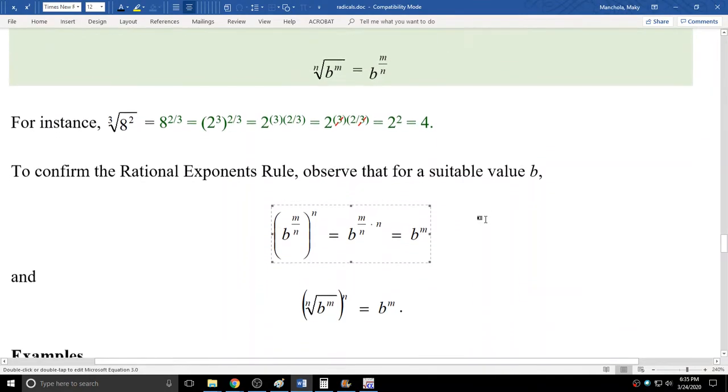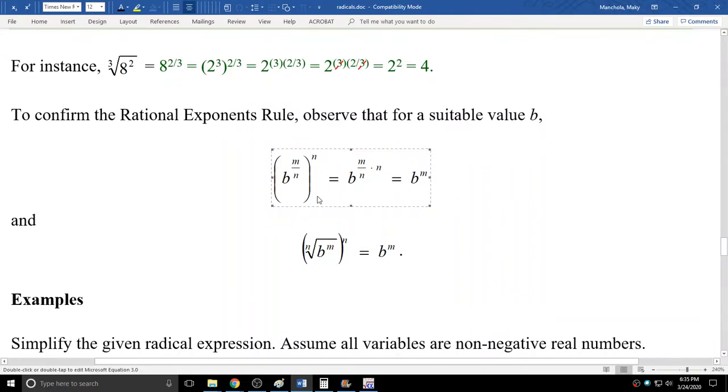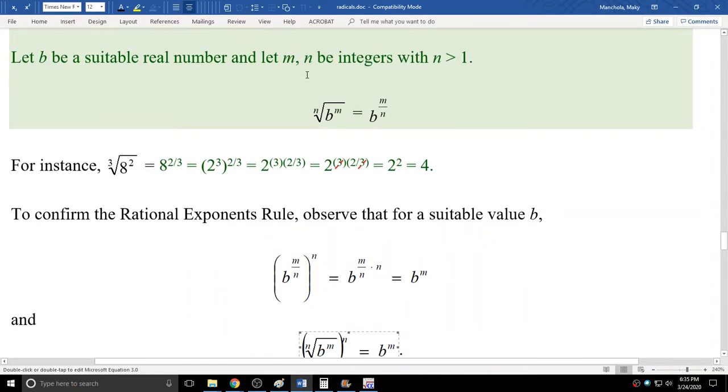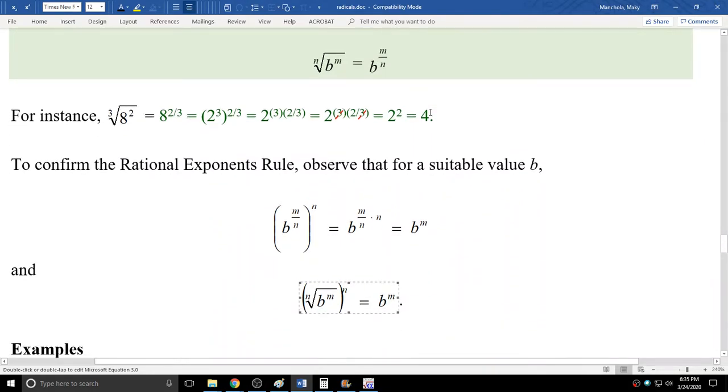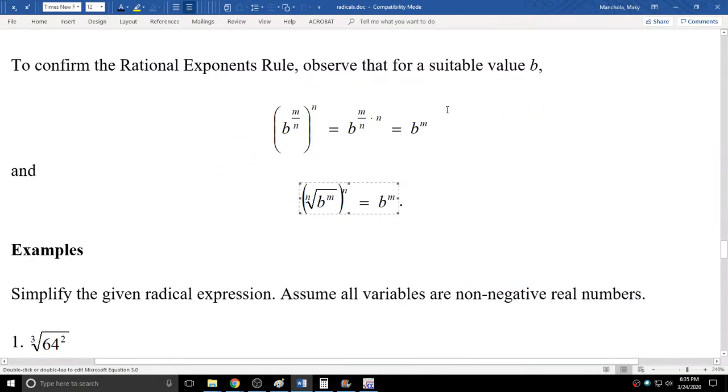When you take the left hand side, the nth root of b to the m, and you raise it to the nth power, by definition, that's just b to the m. Notice that they produce the same result. That means that these two are the same number, precluding signs, of course. So b would have to be suitable for this to work.